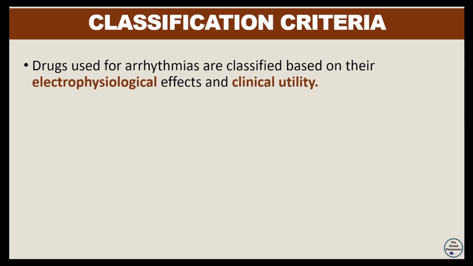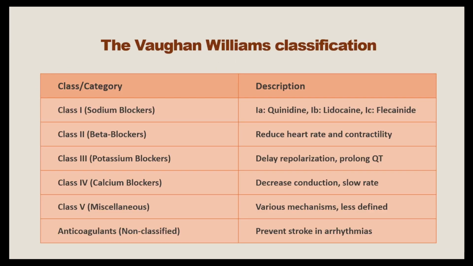Classification. Drugs used for arrhythmias are classified based on their electrophysiological effects and clinical utility. The Vaughan-Williams classification categorizes antiarrhythmic drugs into four primary classes based on their mechanisms of action. The table presented here lists down these classes as shown.